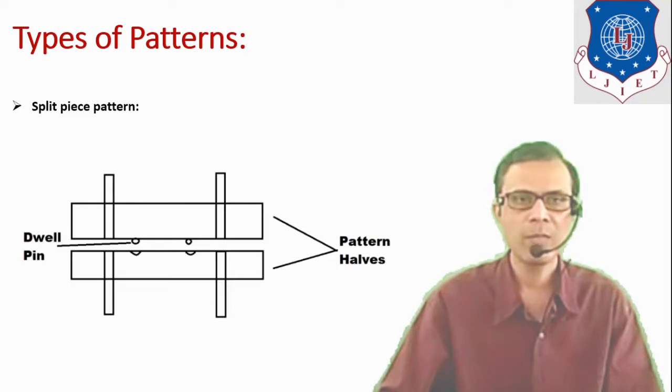Next type is split piece pattern. Sometimes a pattern can be made in two parts if it is symmetrical. So the upper part of the pattern remains in the cope and the lower part of the pattern remains in the drag. Both the parts can be aligned perfectly with the help of dowel pins. Here you can see these are the dowel pins. These pins are actually one type of projection which is mating with an exactly negative impression on the second part.